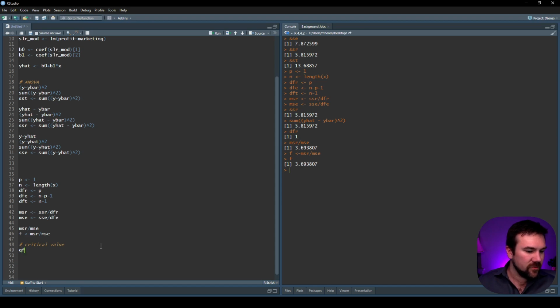This is from the F distribution, QF. I give it my alpha level, 0.05, let's say. I can't actually remember what it was here. Degrees of freedom 1 is the degrees of freedom from the numerator, so degrees of freedom regression. Degrees of freedom 2 is the degrees of freedom from the denominator, degrees of freedom error. And again, these are just numbers. So if you prefer just typing in the numbers, just type in 1 and 5 in those places. Lower dot tail equals false.